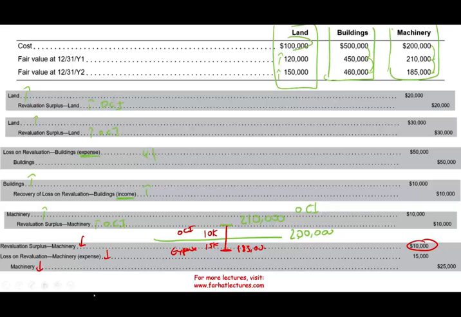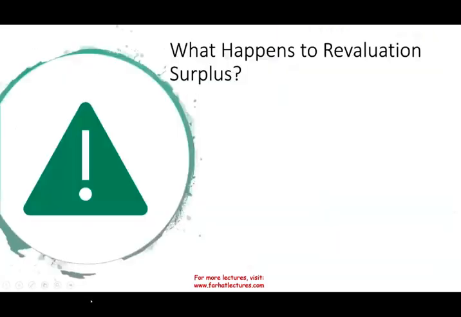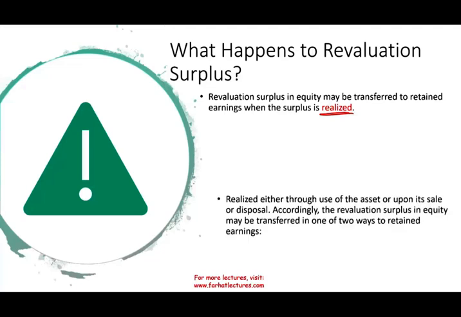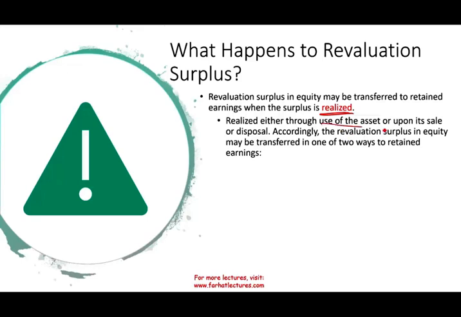Okay. So what happened to the revaluation surplus account? Remember, revaluation surplus is in equity. Well, revaluation surplus in equity may be transferred to retained earnings when the surplus is realized. What does it mean to realize? It means we stop using the asset. When do we stop using the asset? We either sell it, exchange it, or simply stop using it. Okay. Realized either through the use of the asset or upon its sale or disposal.